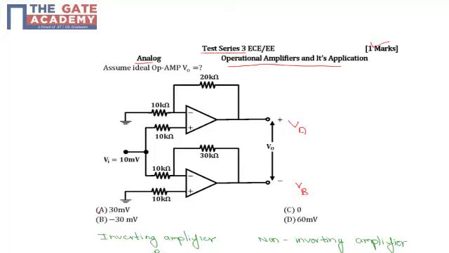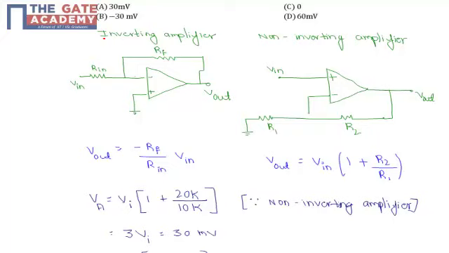The options are A is 30 millivolts, B is minus 30 millivolts, C is 0, and D is 60 millivolts. Now let us learn a little of the basic concept of the inverting amplifier and non-inverting amplifier. Let us come to the inverting amplifier. It has an op amp whose negative terminal is connected through resistances Rin and Rf serially, and the positive terminal is grounded.